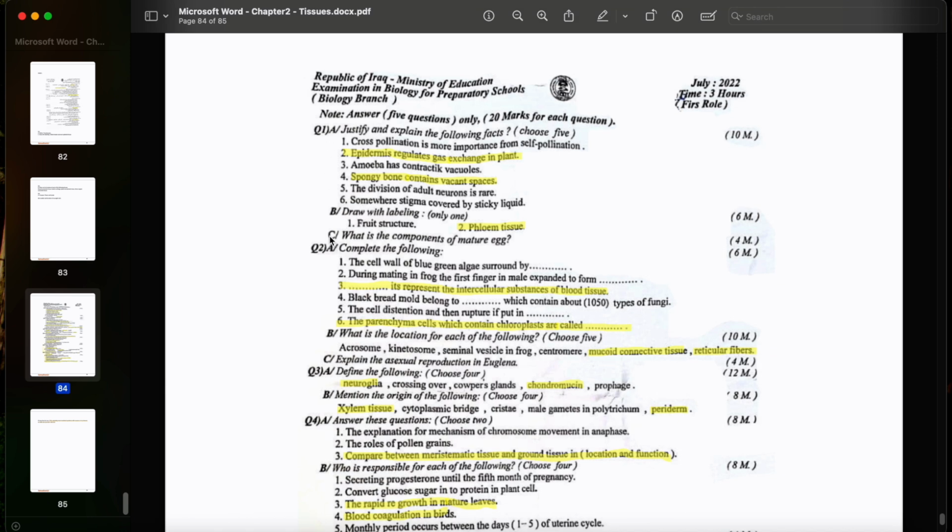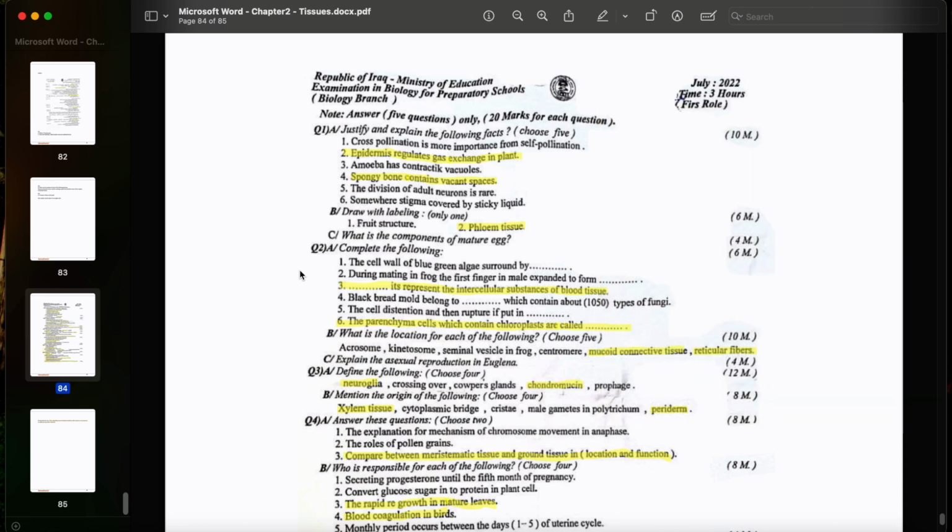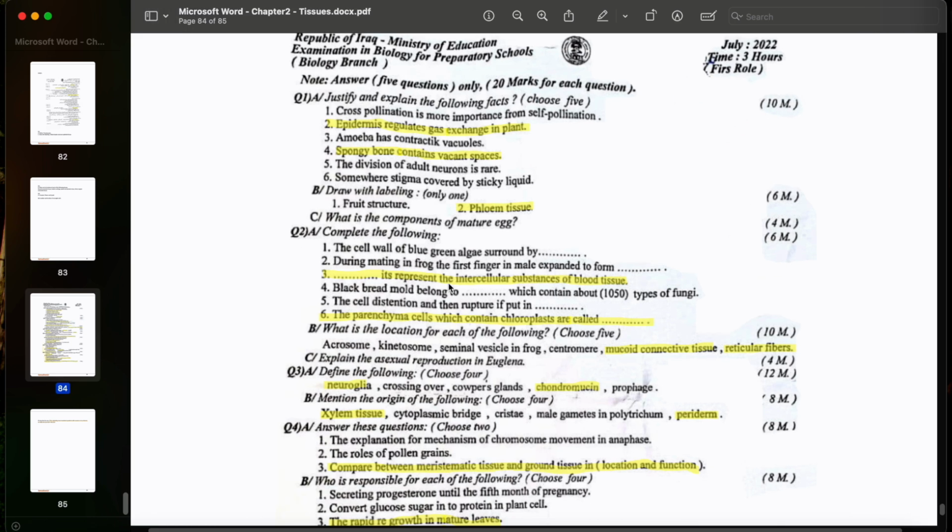Also in question 1B, it's telling you to draw, with labeling, the phloem tissue. And in question 2A, it's telling you to complete the following. So it's a blank question. Here we have a blank that represents the intercellular substance of blood tissue. Now you can see some errata in the questions. They are very common with English copy questions.